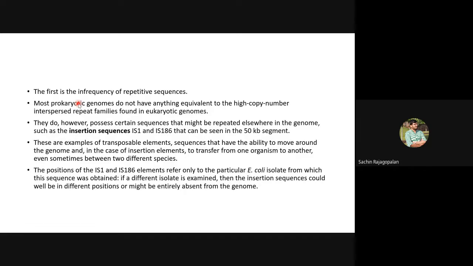These insertion sequences are examples of transposable elements. You have heard about transposons from your junior college itself. You call them jumping genes. These are the sequences which have the ability to move around the genome. Also, these insertion elements have the ability to transfer from one organism to the other. Even sometimes this transfer may occur between two completely different species. So it is not at all necessary that if an insertion sequence is present in E. coli K12, it has to get transferred into E. coli itself or E. coli K12 itself. It may transfer into a completely different bacterial species also.